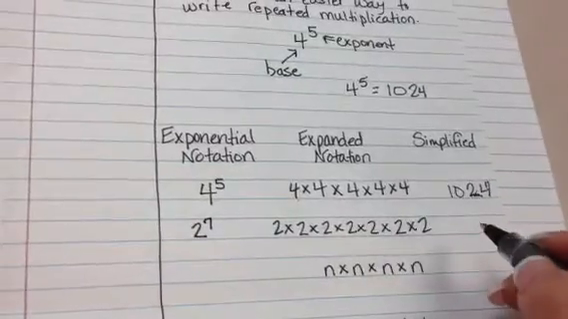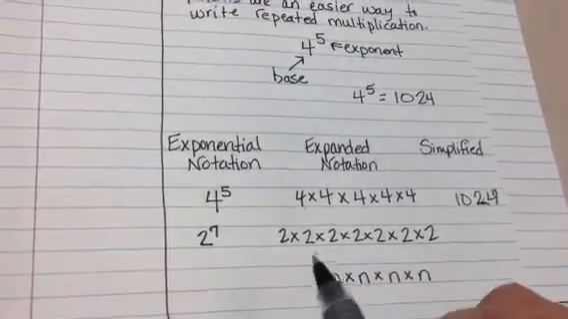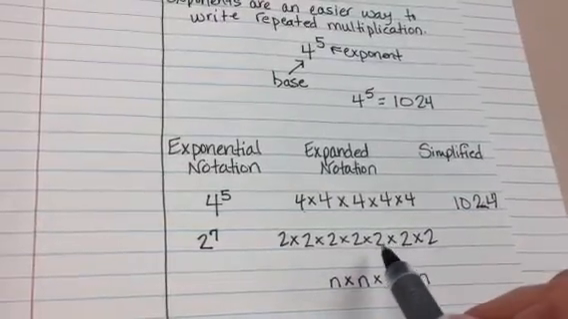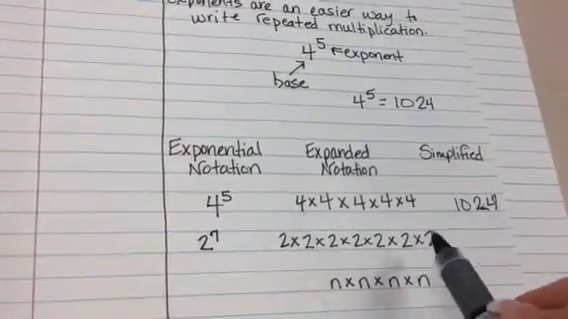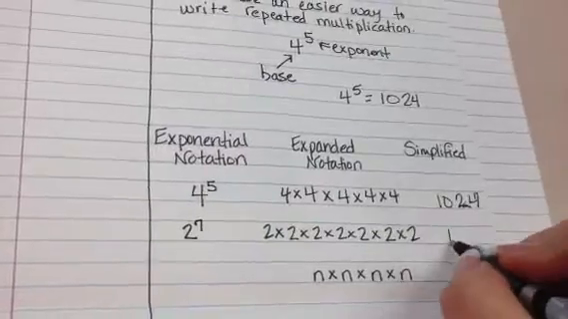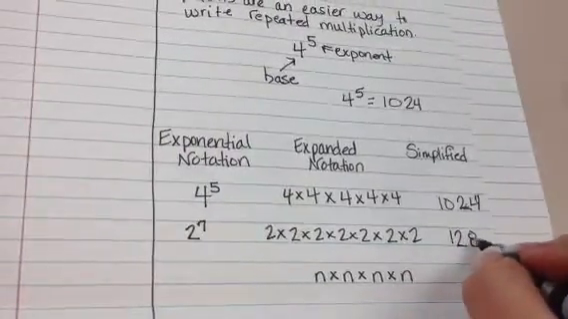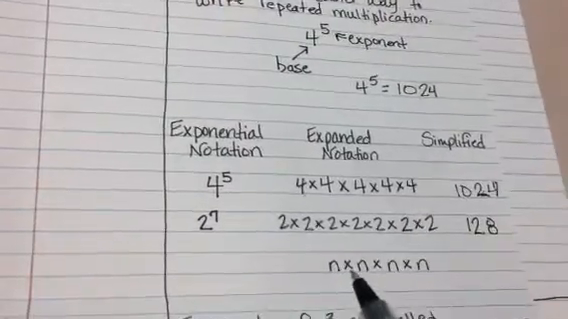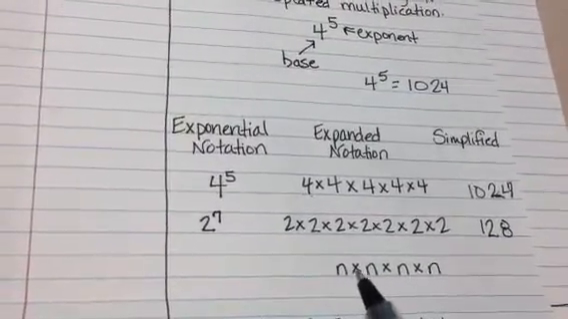And then simplified means find an answer. So 2 times 2 is 4, times 2 is 8, times 2 is 16, times 2 is 32, times 2 is 64, times 2 is 128. So now you've seen some examples, and now we're going to look at it algebra-wise.